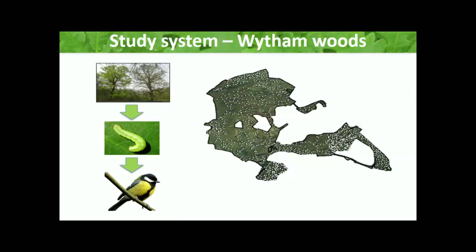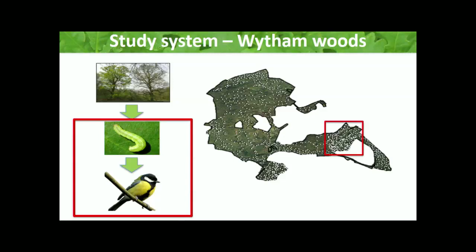And so in this system, matching is also very important across many levels. So the caterpillars want to time their hatching to match with the bud burst of oak trees that they feed on, and the great tits want to time their breeding to match with the peak abundance of caterpillars to feed their chicks. And for this particular work, I focus mostly just on this section of the woodland. And this is one of the longest running parts of the woodland with quite high density of nest boxes, and mostly on the caterpillar great tit interaction.